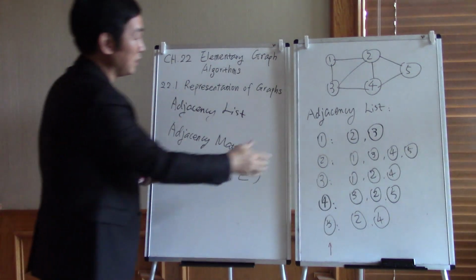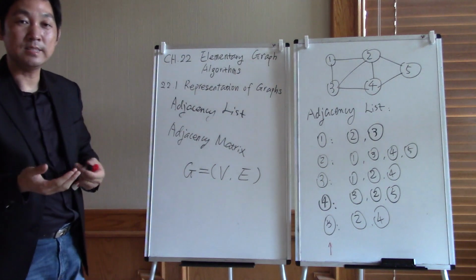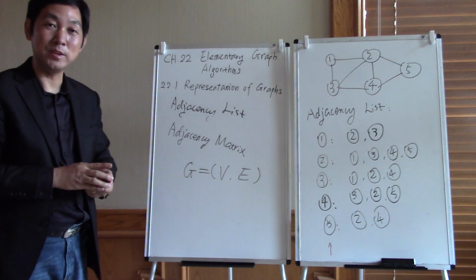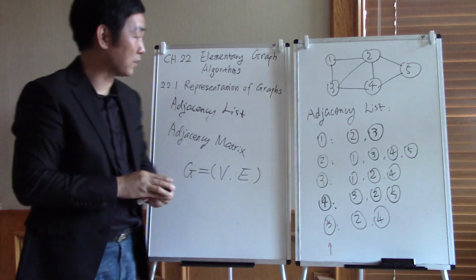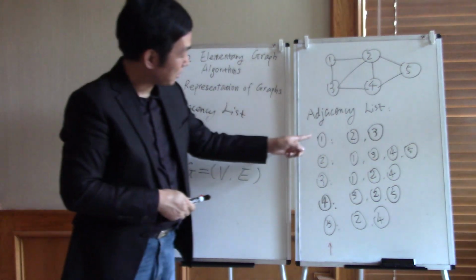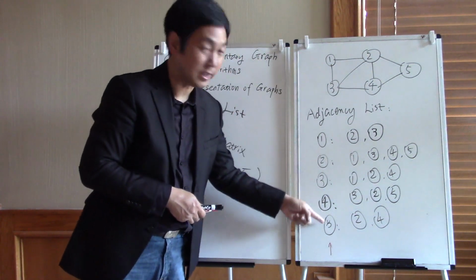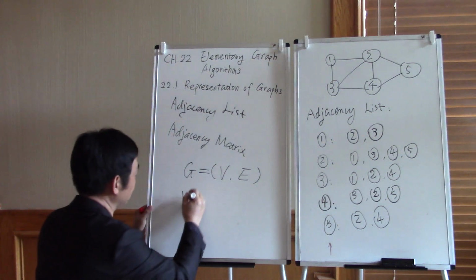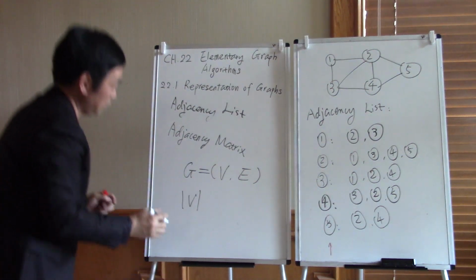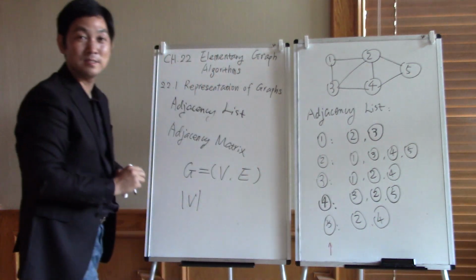So with this representation called adjacent list, how much data do we need to record this adjacent list? Well, let's take a look. First of all, we need to record all the vertices. We have one entry for each vertex, and therefore the size here is order of v. Right? We need to use v numbers to remember these v nodes.